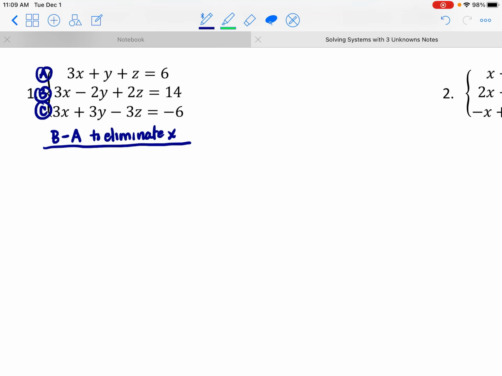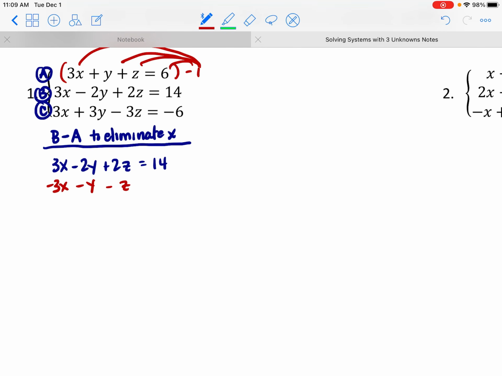Okay, so we're going to take equation B. Equation B was 3x minus 2y plus 2z equal to 14, and I want to subtract A, so A is going to be multiplied by a negative. If I took A and multiplied this whole equation by a negative, if I subtracted everything in the equation, then I'm looking at a negative 3x, and then a negative y, and then a negative z, and then a negative 6. So make sure you get both sides of the equation there, okay? So all of that multiplied by a negative 1 gives me the result here.